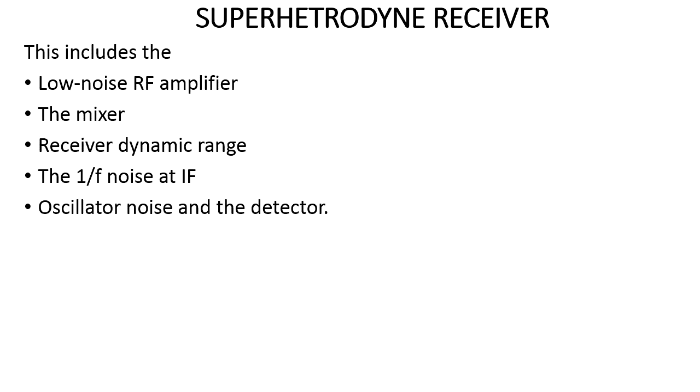And the next one is the dynamic range. Dynamic range is related to the distance between the moving target and the radar receiver, which varies. And again the flicker noise, which we call 1 by f noise, is produced at the output of the mixer. And the last is the noise of the oscillator and the detector. These are the parts we are going to discuss in the superheterodyne receiver.